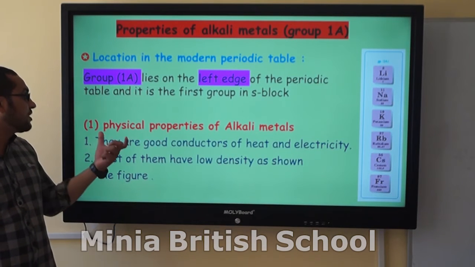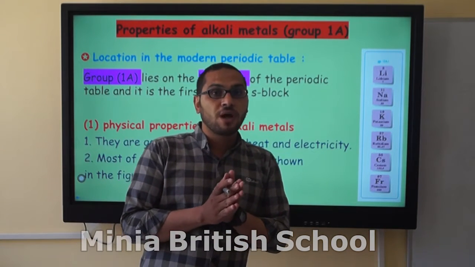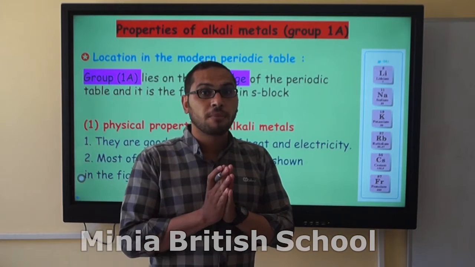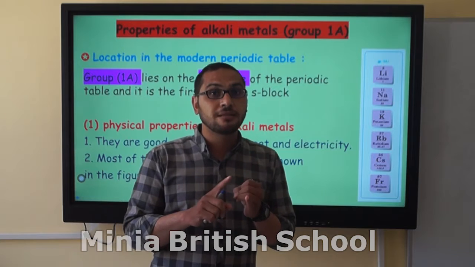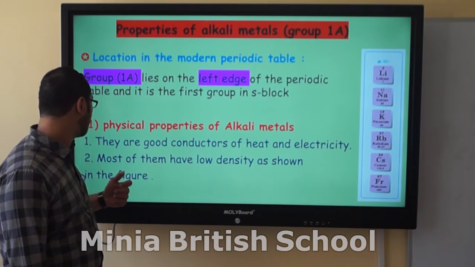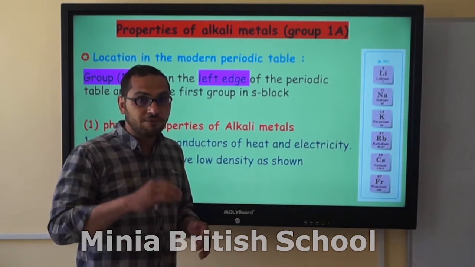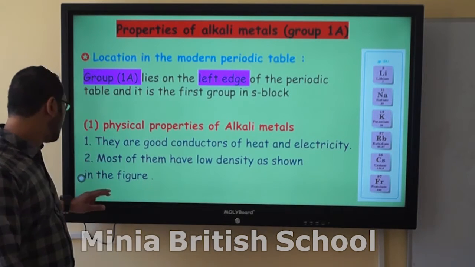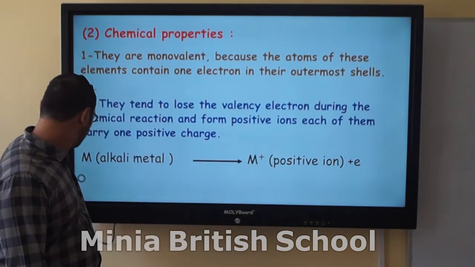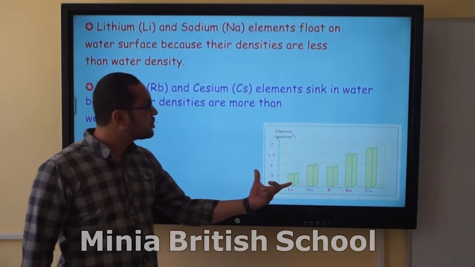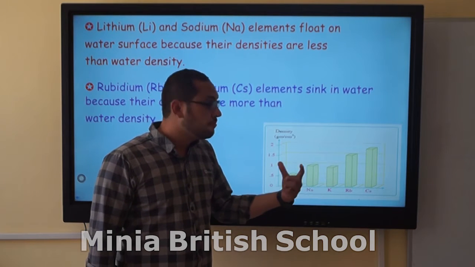First, the physical properties of alkali metals. As you know, group 1A is considered metals, so they are good conductors of heat and electricity. Number two, most of them have low density, as is shown in the figure. As you can see here, this is a chart illustrating the densities of alkali metals.